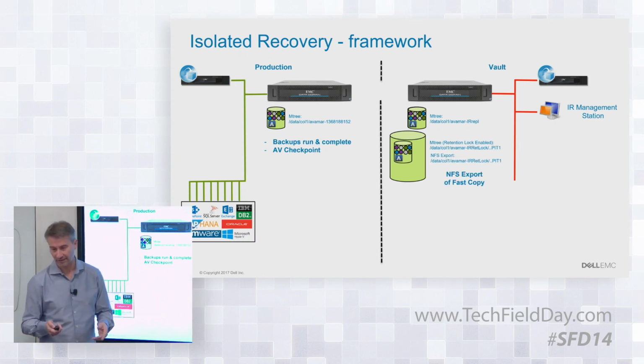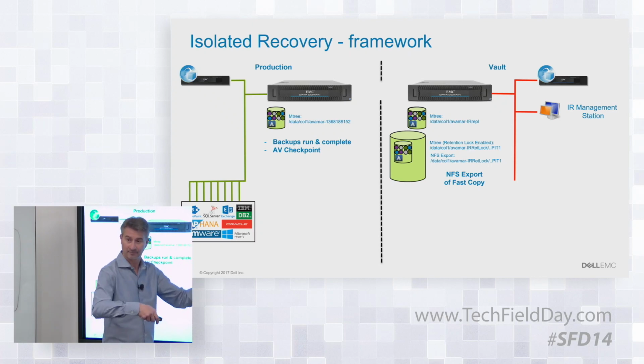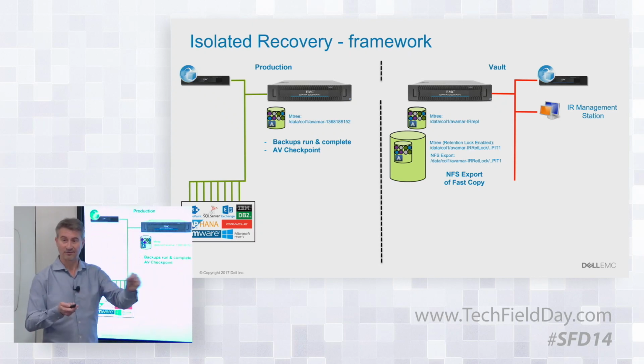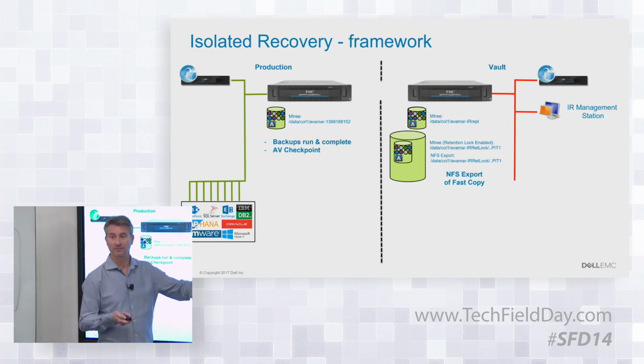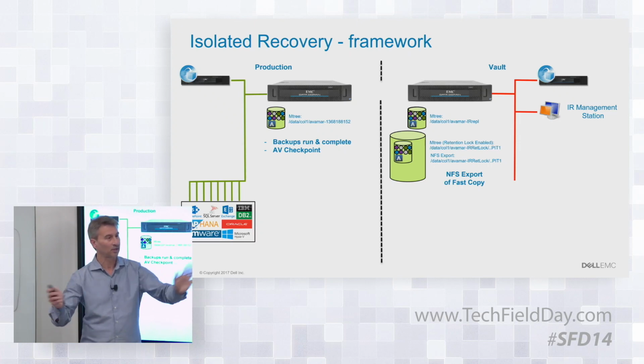The way that works is through the management station: we have to export the file system today in Data Domain, and then we set the access time for every file. It's file-based locking in Data Domain. So we set the access time in the future, and that tells Data Domain, hey, you can't touch this file.